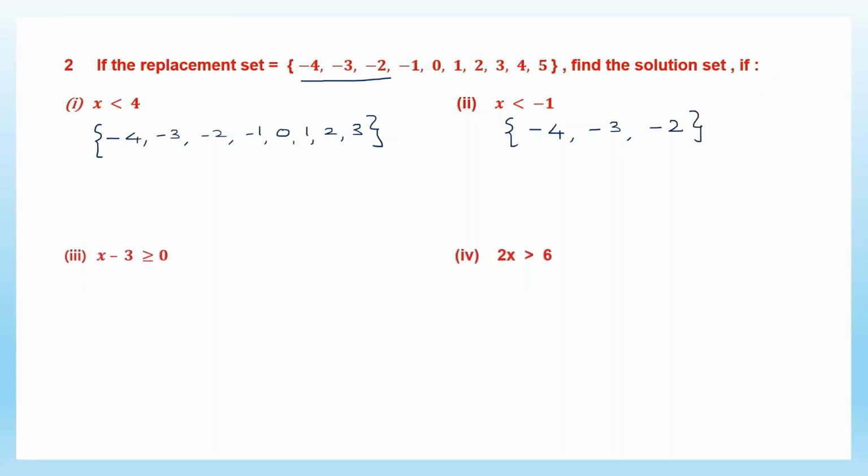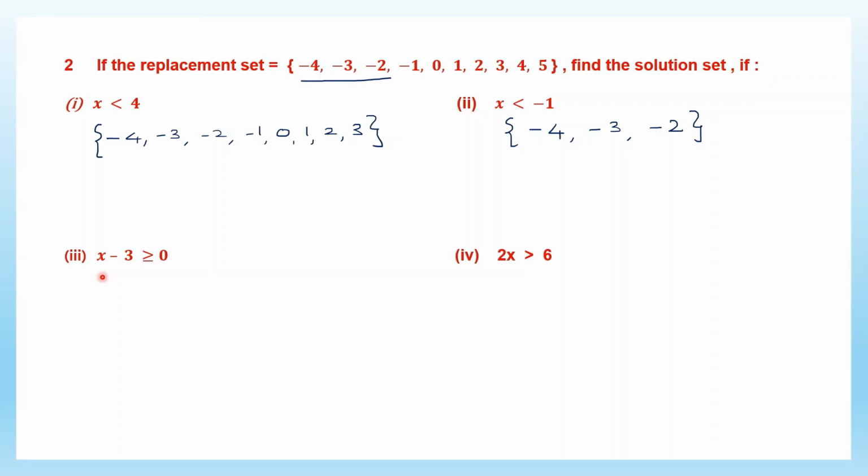Moving on to questions 3 and 4. So question 3, let's read it correctly. x minus 3 is greater than or equal to 0. Okay, so first we need to solve this. Now here I need to find the value of x.